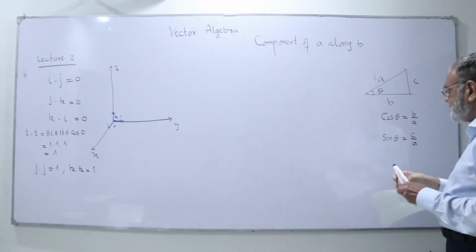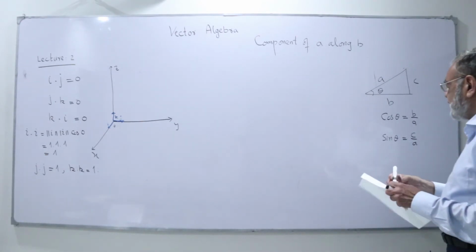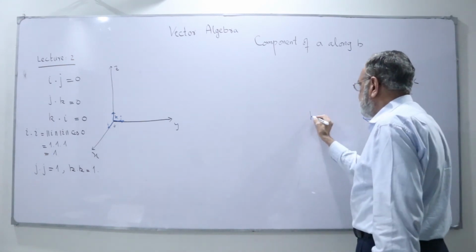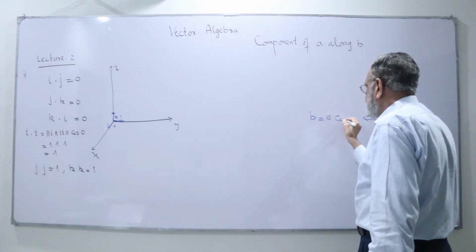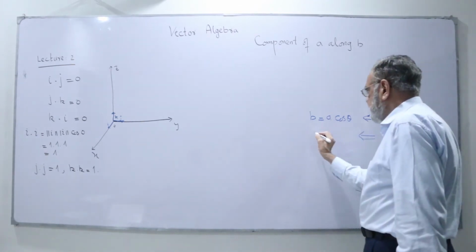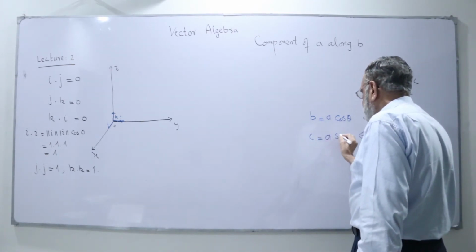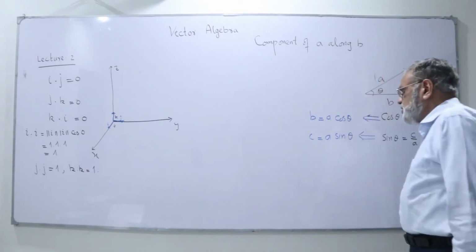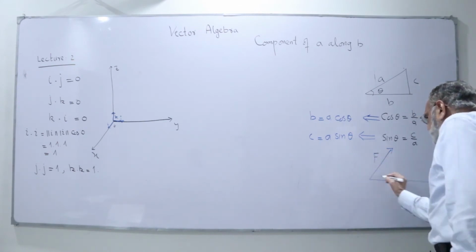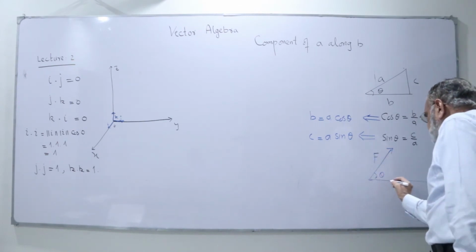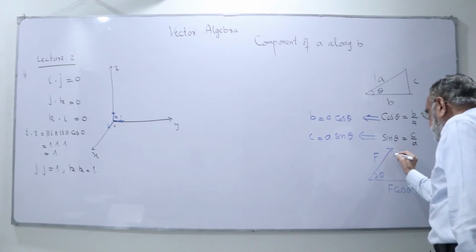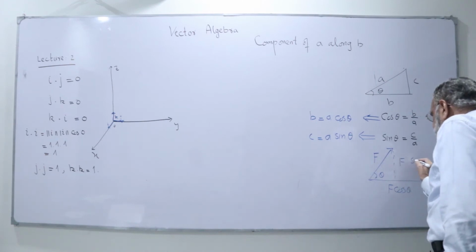From the first equation, if we want to write the value of B, B is equal to A cosine theta, where A is the length. Similarly, if we want to find the value of C, C is equal to A sine theta. Say we have a force F, and the angle here is theta. I want to find the components of this one. Along theta it is F cosine theta, and opposite to theta is F sine theta.